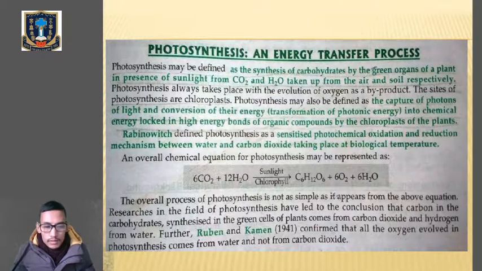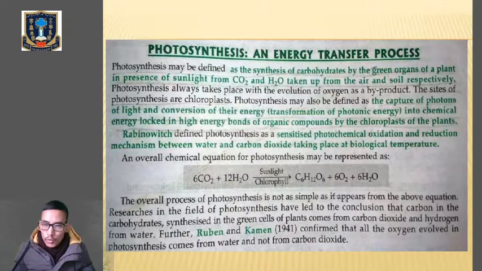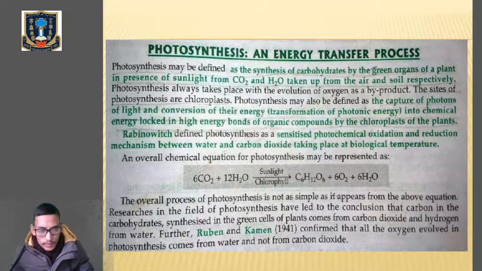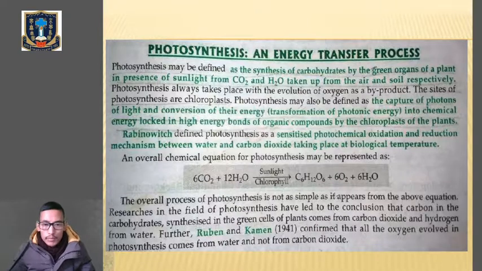Now where does this photosynthesis take place? Photosynthesis takes place in the chloroplast. So chloroplast is the site of photosynthesis. Now photosynthesis may also be defined as the capture of photons, the unit of light, and the conversion of this light energy into chemical energy. Okay, so light energy will be converted into chemical energy during photosynthesis, and energy will be stored.